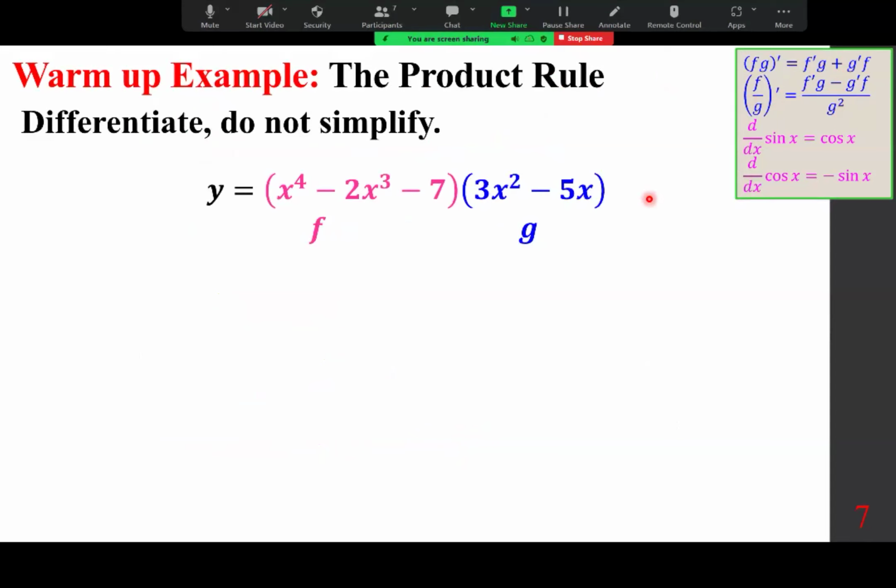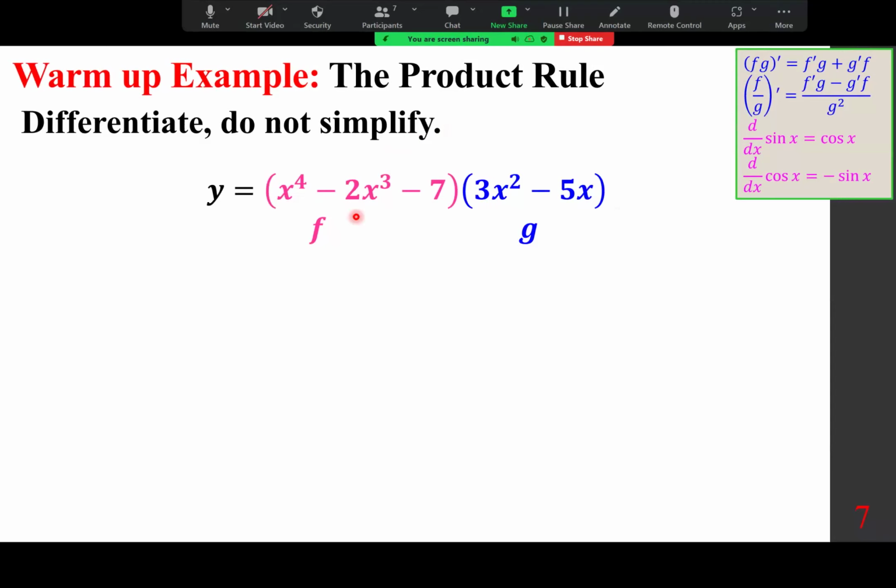So if I want to differentiate this, I'm going to write this formula from memory, because you've got to memorize the formulas, okay? There's no such thing as a formula sheet. So you memorize this. I would write the formula next to me and follow that. I'm going to give it a name. The first function, I'm going to call it f. The second one, I'm going to call it g.